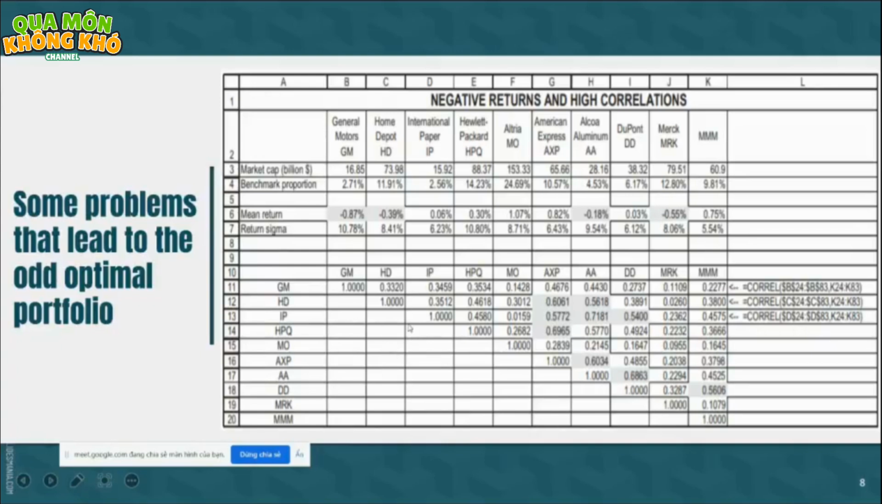And the second problem here is the large correlation. Here, the highlighted ones are all greater than 0.5 between some asset returns. So this will lead us to choose the stocks with the smaller returns but moderate correlations.